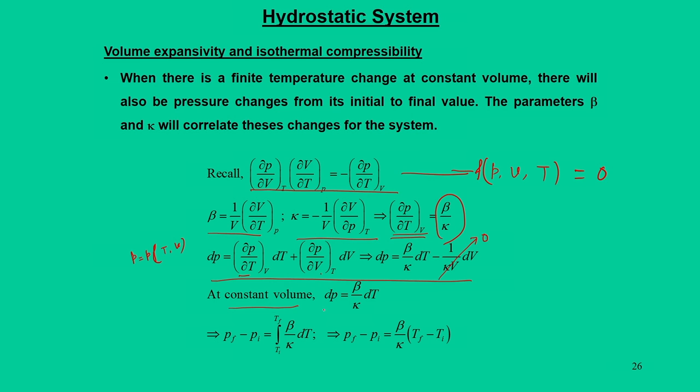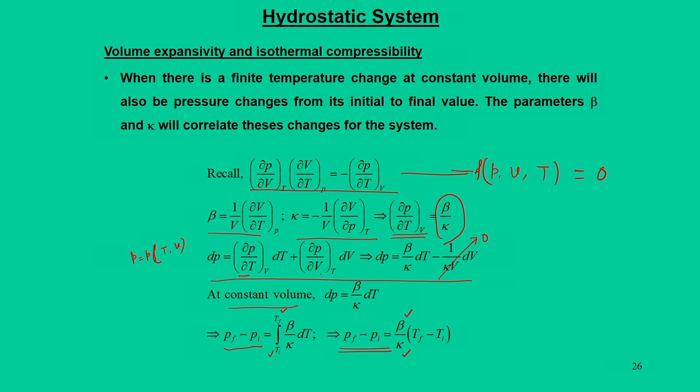As a result, we write dP is equal to beta by kappa into dT, and from this we can have relations between the pressure change, that means from final pressure and initial pressure, and for a given substance for which we know beta and kappa, if a system changes from the initial temperature Ti to the final temperature Tf, then we can find out the change in the pressure.